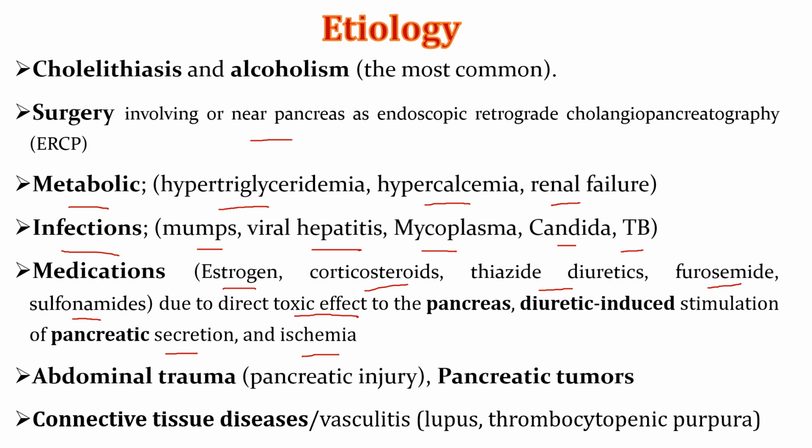Regarding abdominal trauma, it can predispose to acute pancreatitis, especially direct injury to the pancreas, and pancreatic tumors. And finally, connective tissue diseases such as vasculitis and lupus, and thrombocytopenic purpura.